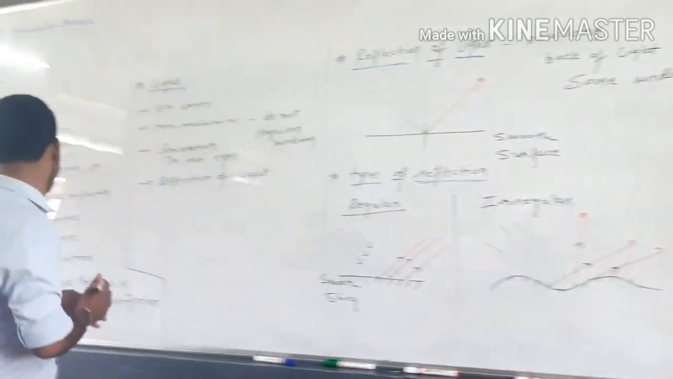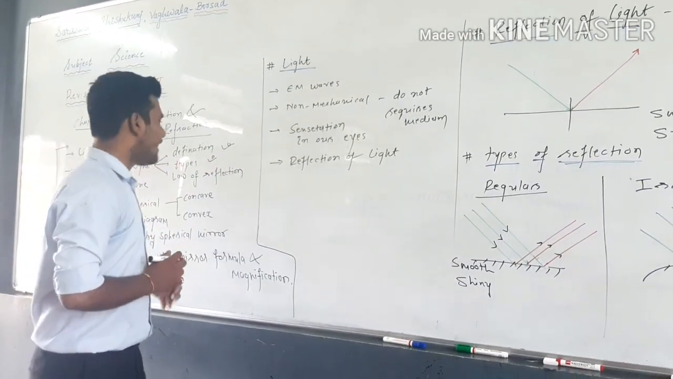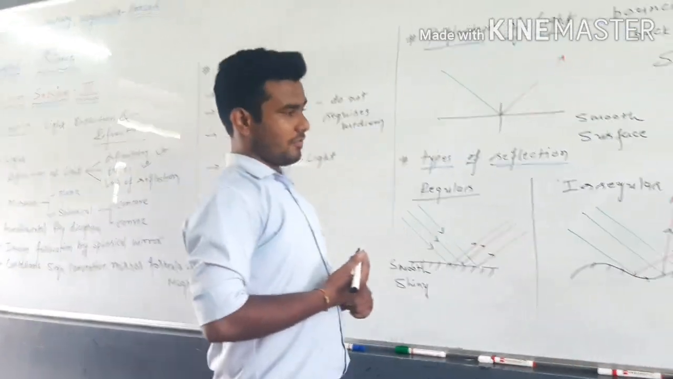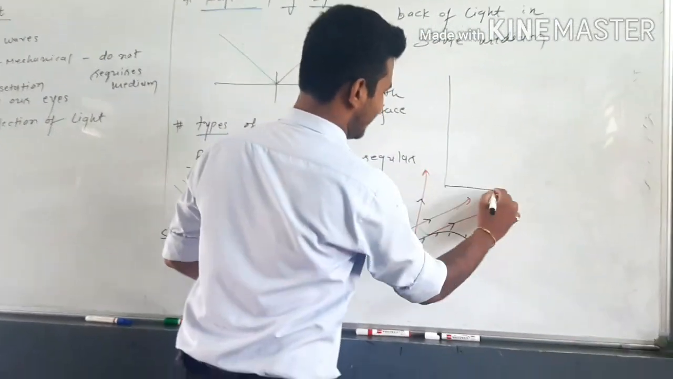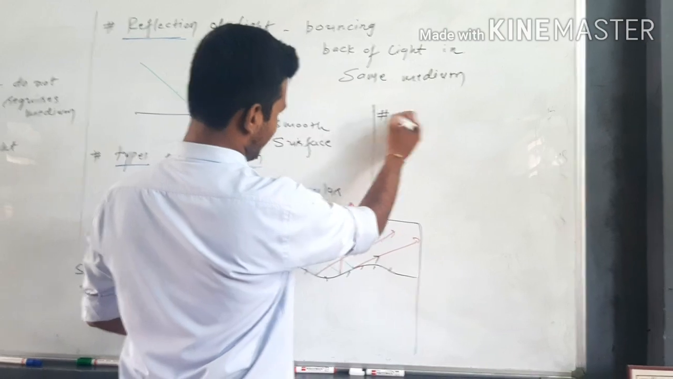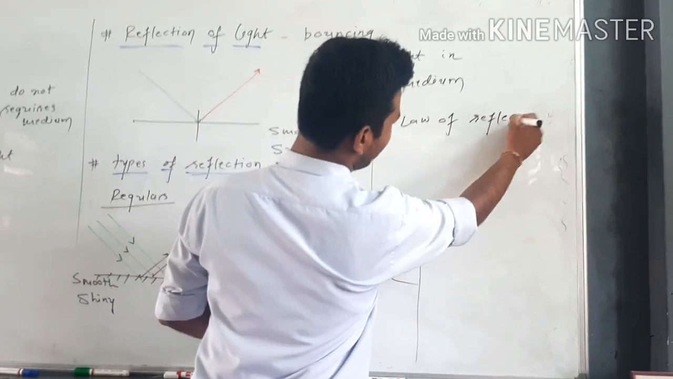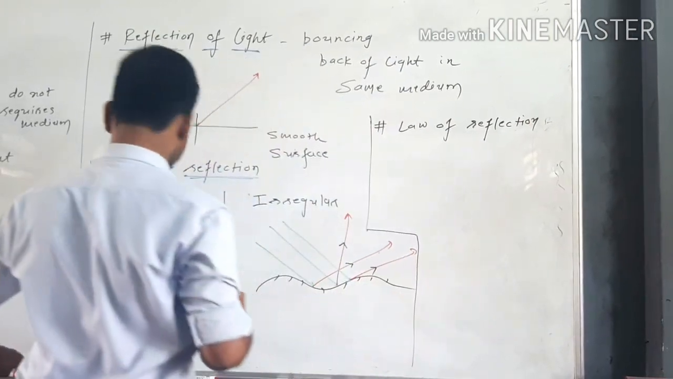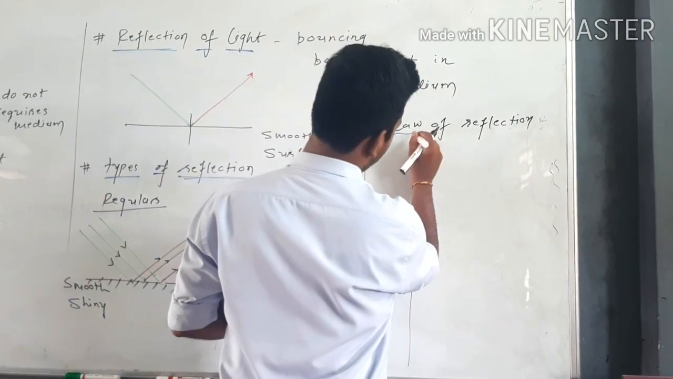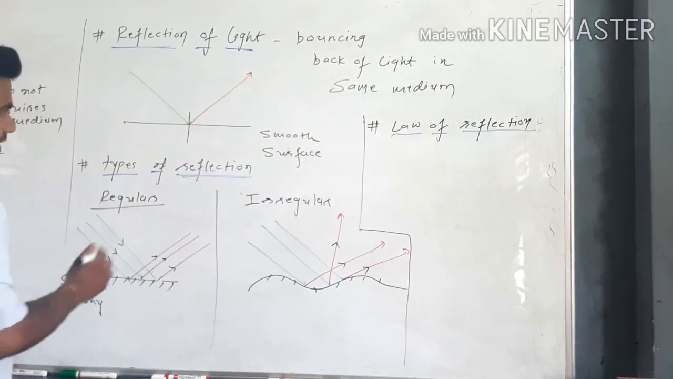So we have also understood about the types of reflection. After that we will understand the law of reflection, and it's also very easy and important. We have already discussed it in a regular session, but still, what will we consider in the law of reflection? Okay, now let's get back to here.